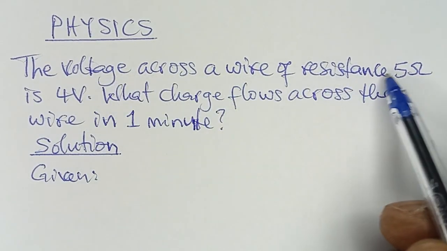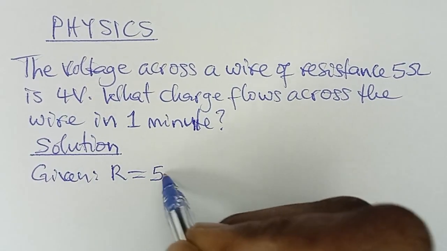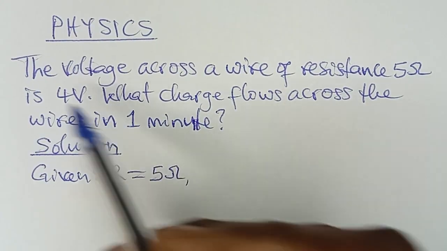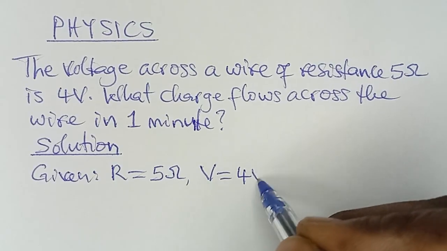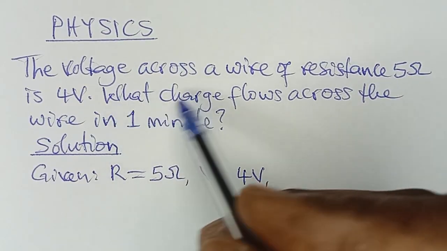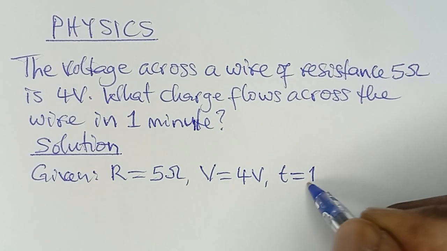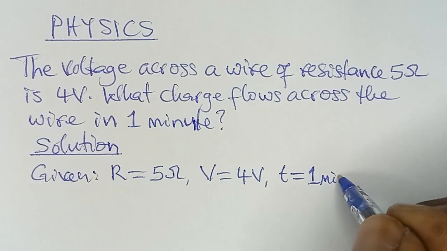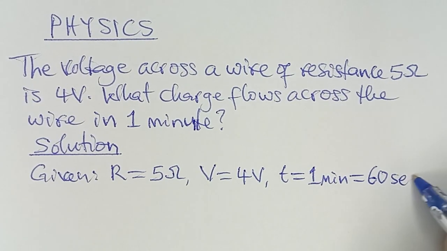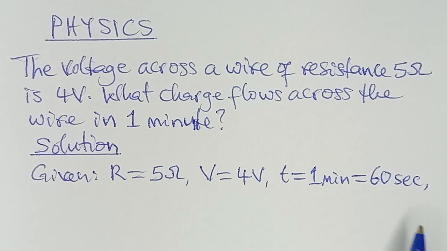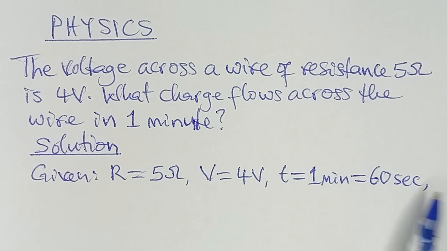The first thing I can see that we are given is the resistance, letter R. So resistance is 5 ohm. Then we are given the voltage as well. So the voltage V is 4 volts. And then we are given the time. So the time is equal to 1 minute, which is equal to 60 seconds. Don't forget 60 seconds make 1 minute. So this 1 minute equals 60 seconds because our time should be in seconds.